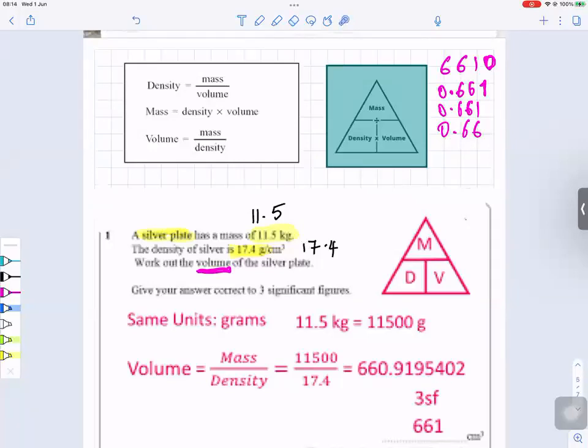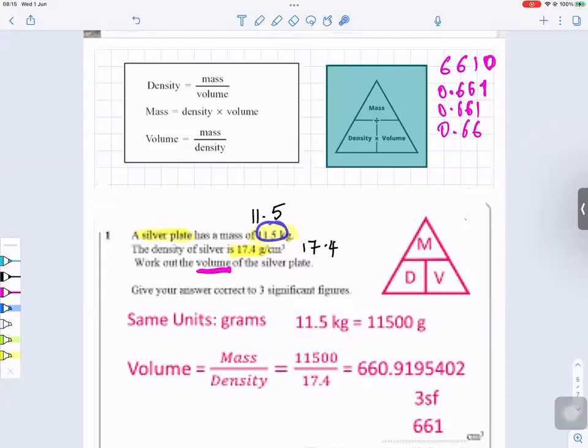So you had these different answers: 6610, 0.661, 0.661, 0.66. Let me show you how you do this kind of question, and then we'll check if your answers are correct. You want to make sure the units are the same. As you do in science, you put the units the same. So this says grams, this says kilograms. We change them to the same. So we want to change them all to grams first.